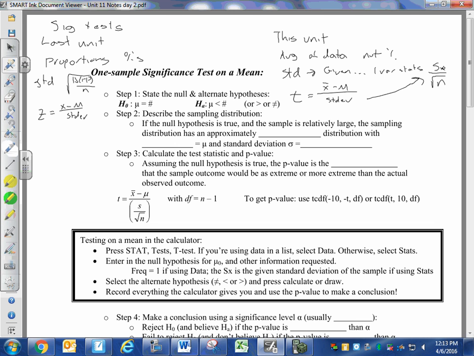Everything else is going to be the same. We are going to end up finding a p-value. We will compare the p-value to my significance level. Everything that we did last unit is going to be the same. The only thing that's different is that we're going to find a t-score rather than a z-score. Okay, so quickly plugging this in. It's going to be approximately normal distribution with x bar equal to mu and the sample standard deviation of s over root n. Assuming the null hypothesis is true, the p-value is the probability that something that extreme would occur.